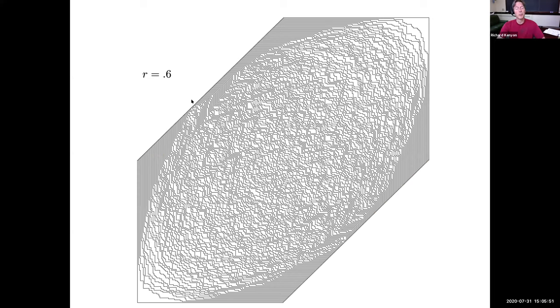This is a box plane partition simulation. The paths in this case are going north and west rather than north and east, but the paths start here, they wander across and they end up there. Each path here is like a contour of the height function. This is for r equals 0.6.